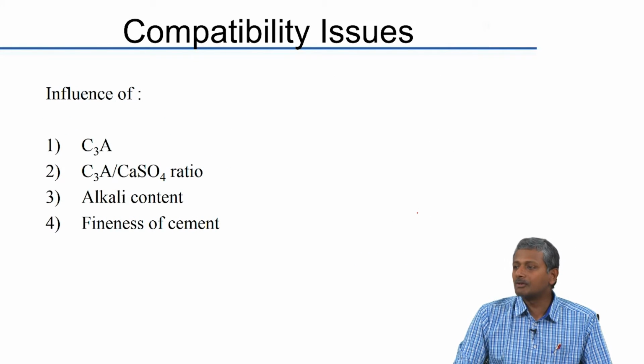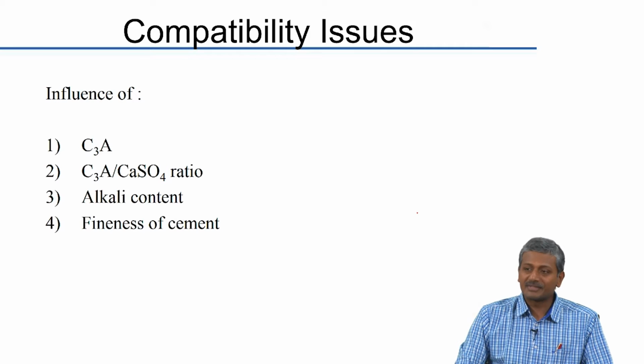So, we will primarily look at 4 major issues. What is the influence of the C3A on the compatibility, the influence of the C3A to sulphate ratio, the alkali content, and also the fineness of the cement.